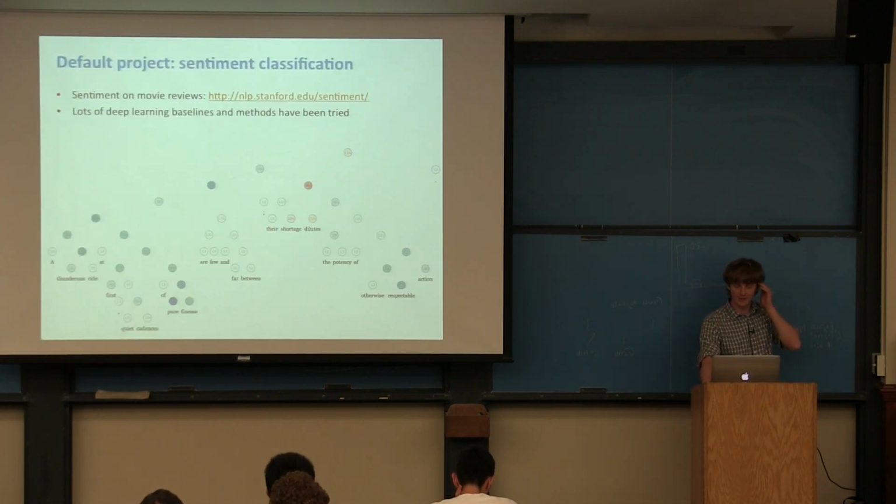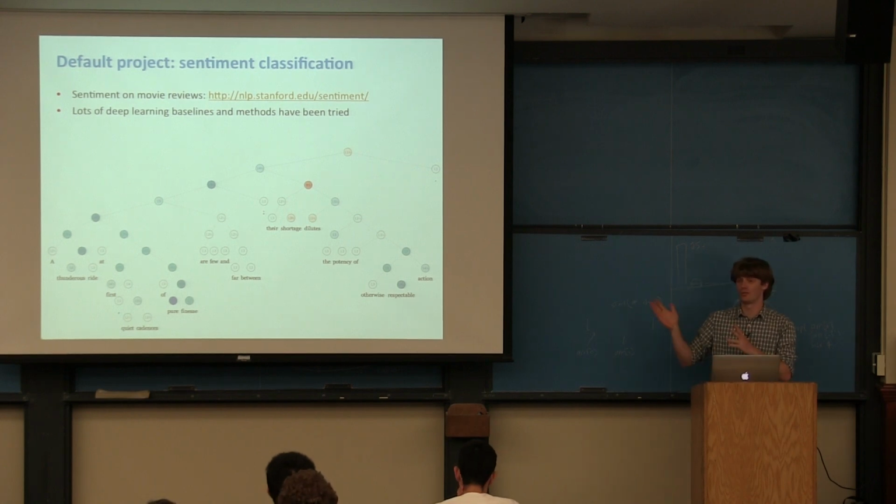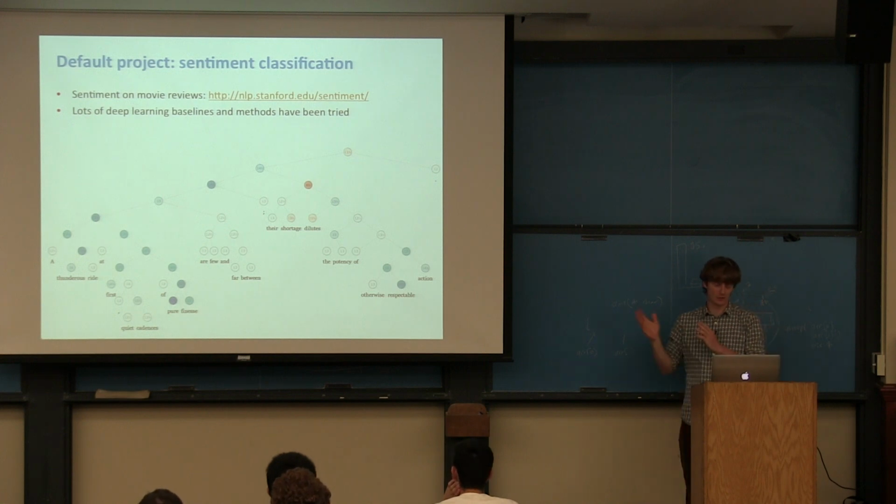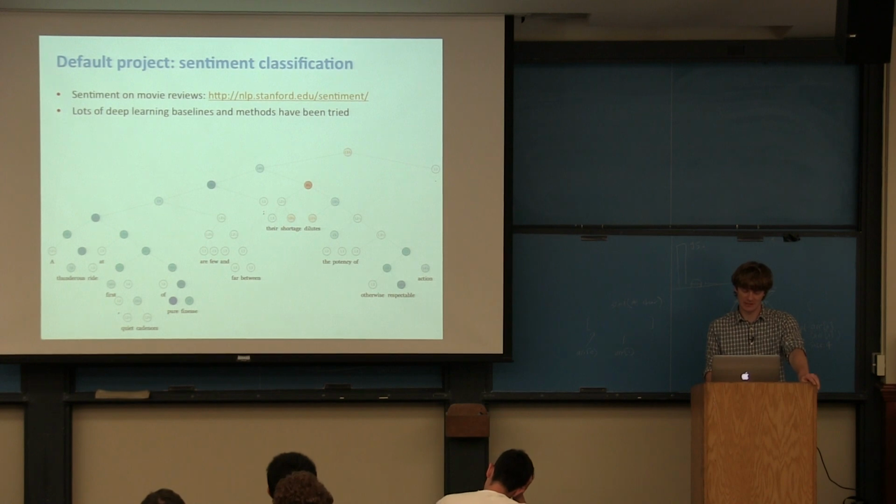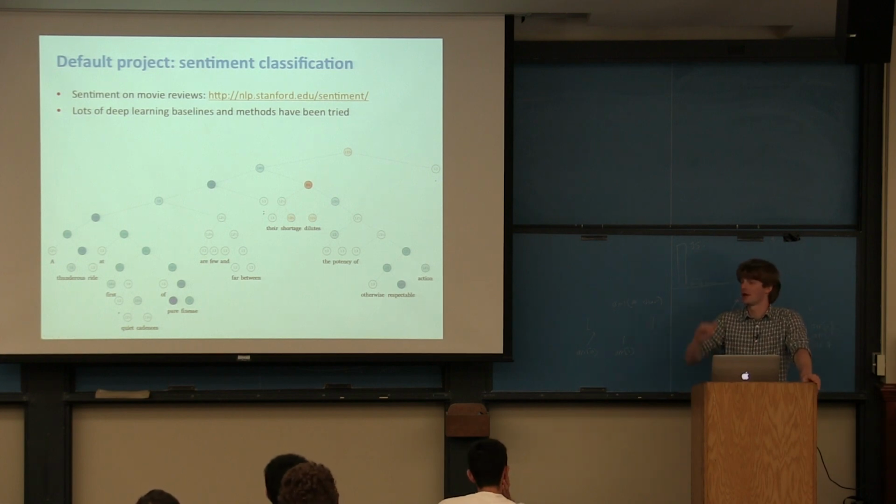So if you don't feel very adventurous at all, as somebody asked for a default class project, one that would make sense is sentiment classification. There's a nice data set that we collected here at Stanford, and there are lots of nice deep learning baselines already. So whatever performance you get, it'll be very clear how well your algorithm does on this data set. The data set's already split.